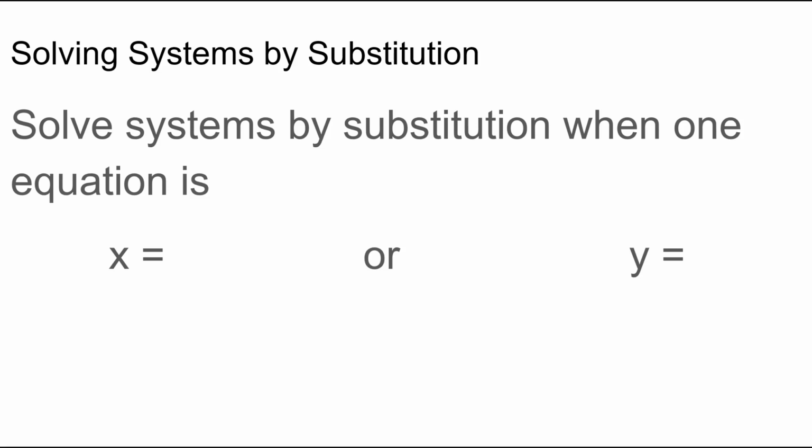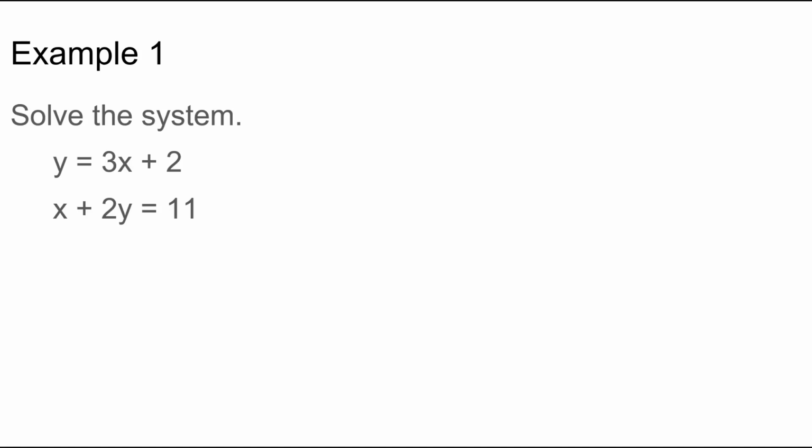When would we solve a system by substitution? Well, when we have one equation that's already solved for x equals or y equals, or could easily be put into x equals or y equals. So we're going to take a look at three different examples. It says to solve the system.